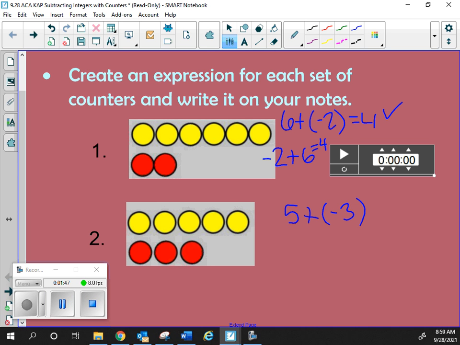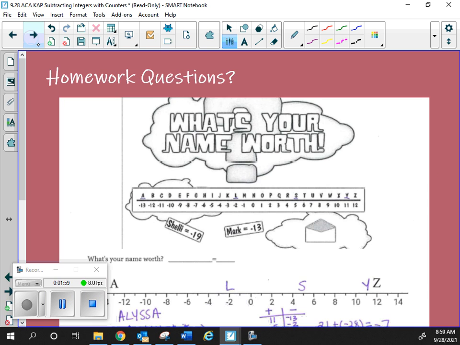All right. So how else could I have written that? Raise your hand. Yes, ma'am. Negative 3 plus 5. Very good. In both cases, my answer is 2. Very good. Okay. Let's go over the homework.